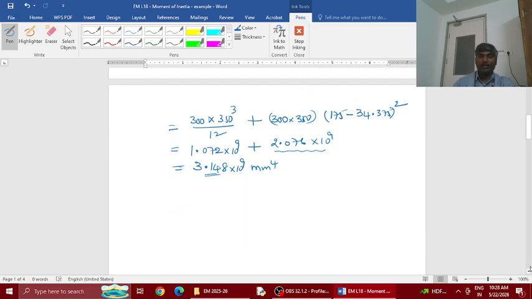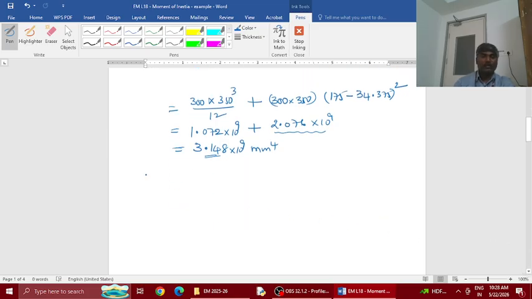Going with the total moment of inertia about the x bar line of the total figure. It is 1.868 into 10 power 9, the I1 value, and 3.148 into 10 power 9, the I2 value. So the total is 5.016 into 10 power 9 mm power 4. That is the answer.